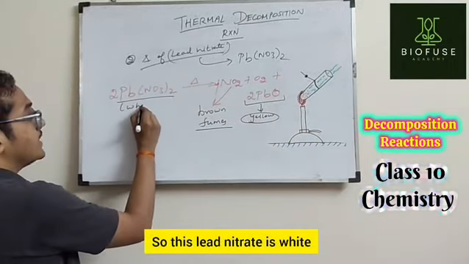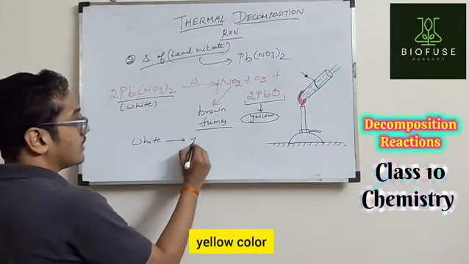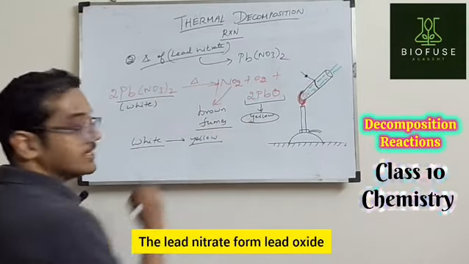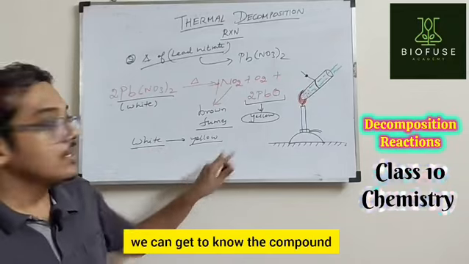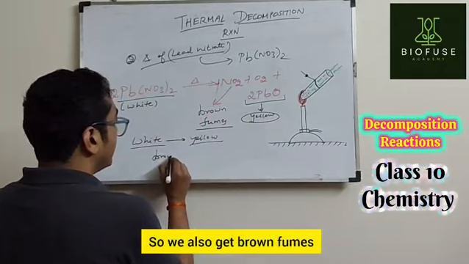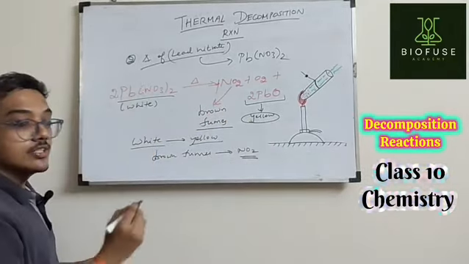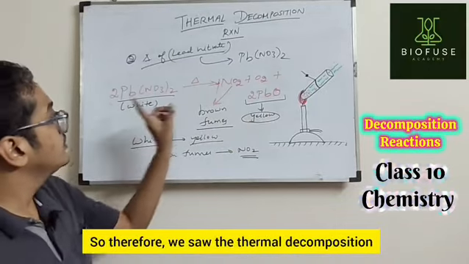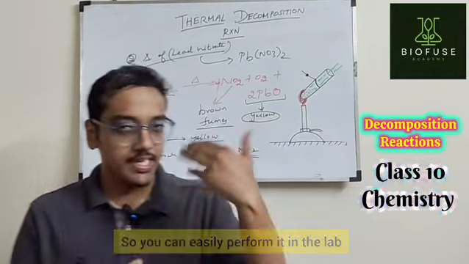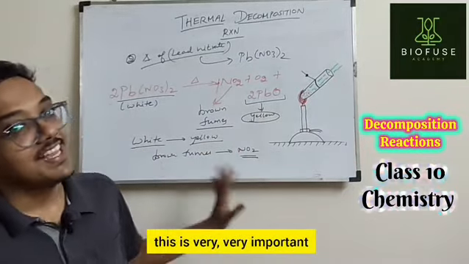As you keep on heating, the white salt gets converted into yellow. So this lead nitrate is white, and this white got converted to yellow. That means the lead nitrate formed lead oxide. So by the color, we can get to know the compound. Also, we get brown fumes of nitrogen dioxide, which tells us that NO2 is liberated. Therefore, we saw the thermal decomposition of lead nitrate. This is also a very important experiment, guys. You can easily perform it in the lab, and from a board exam point of view, this is very, very important.